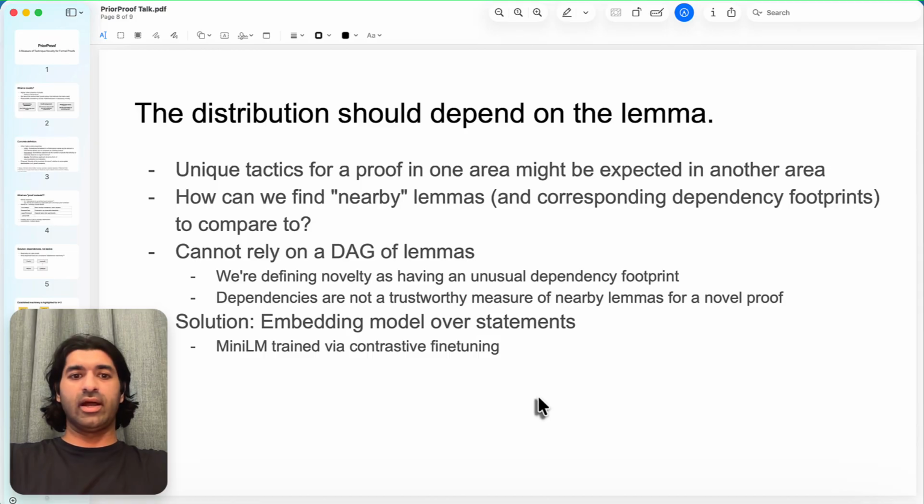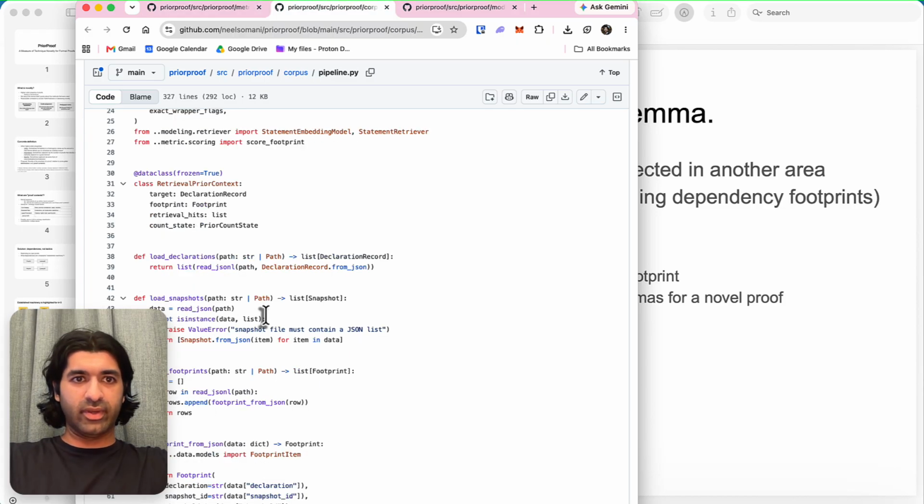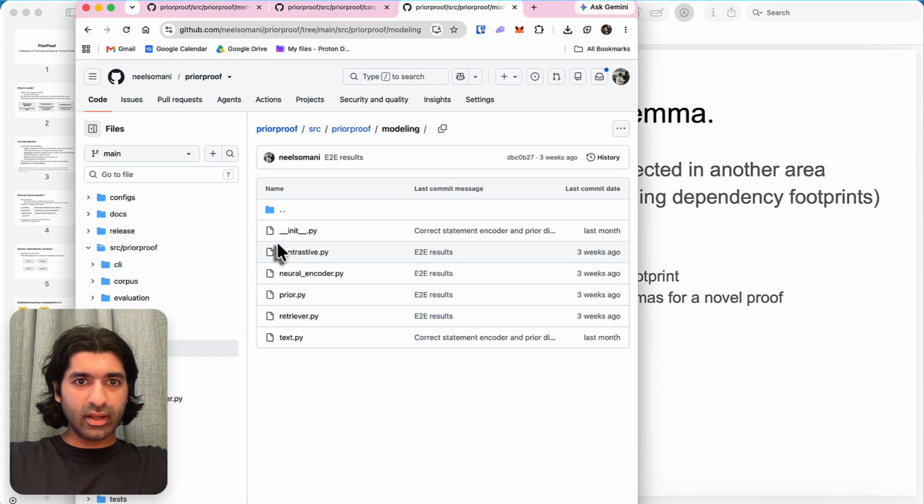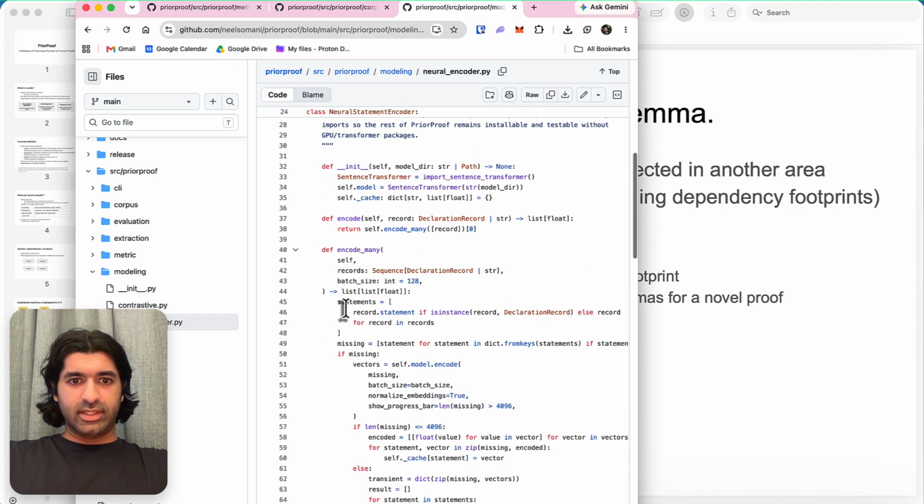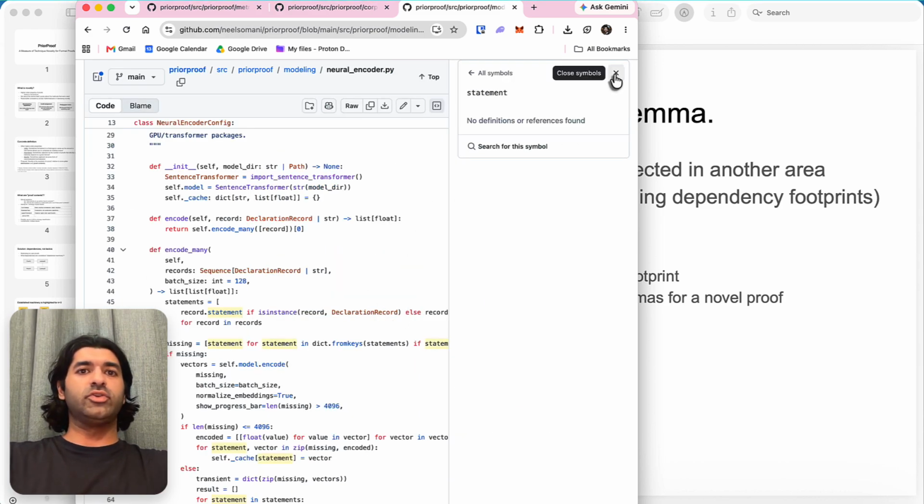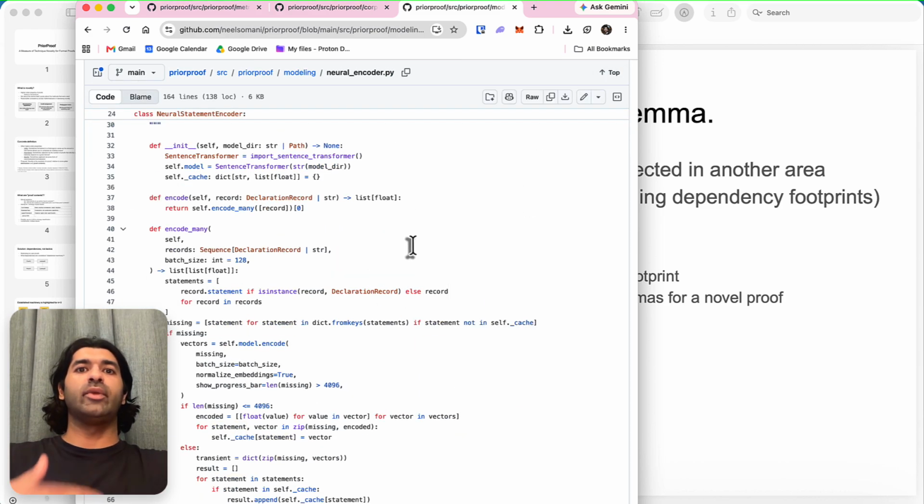I just take MiniLM and I take its embedding model and I train it through contrastive fine-tuning. So that's what I'm basically doing in this part, where this is the actual encoding. And you can see that we're using record.statement. So this is just the pretty printed statement. It's not using the actual proof itself, because we don't want to contaminate our embedding with the proof contents, because then it's going to look for statements that have similar proofs. And that's not what we really want. We really just care about the statement itself.